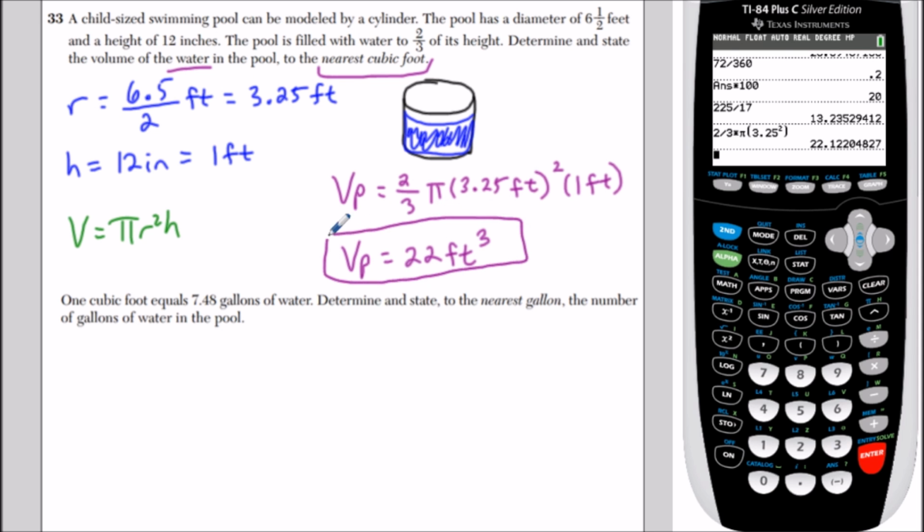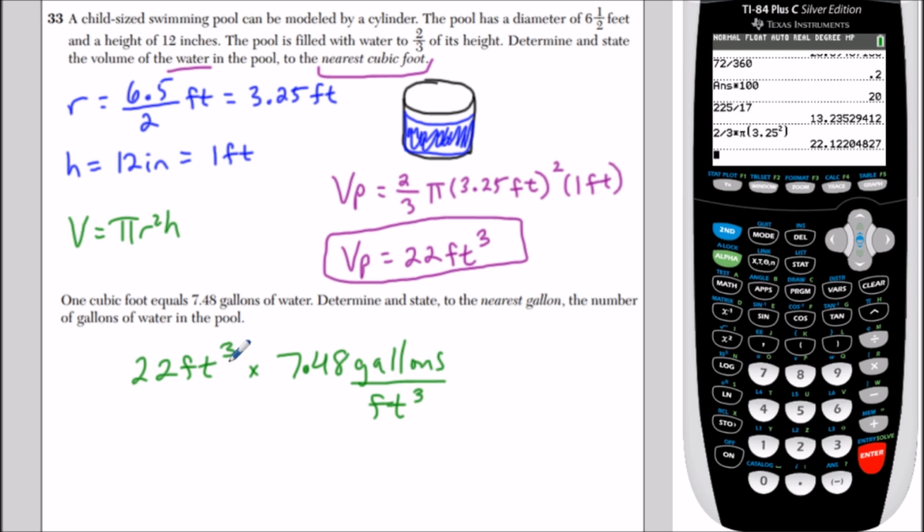Now, once we answer this, the next part isn't so bad. We just have to be careful. They're telling us that 1 cubic foot equals 7.48 gallons of water. So to find out how many gallons we have in the pool, we're going to take our answer. So the number of gallons, we're going to take 22 cubic feet, and we're going to multiply it by the conversion factor, 7.48 gallons for every cubic foot. So since these are basically equal quantities, we're just going to multiply the volume by the density, and it's going to tell us how many gallons we have.